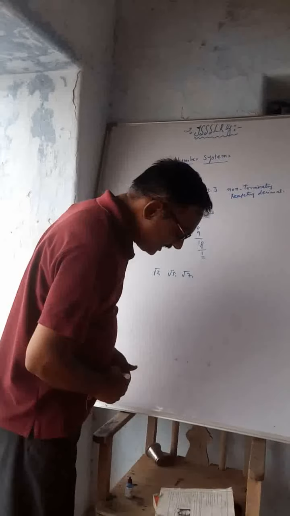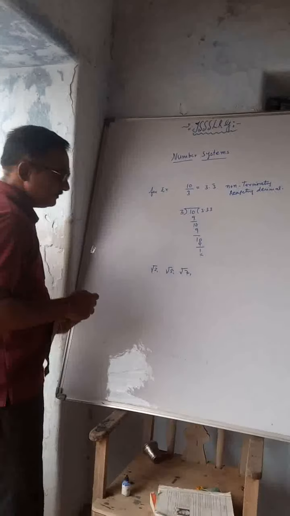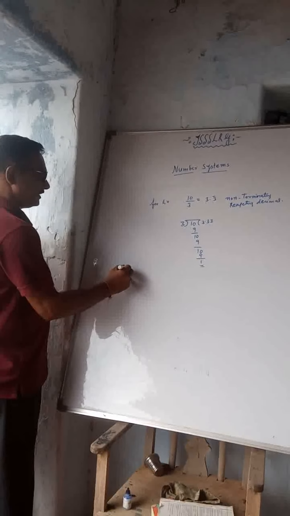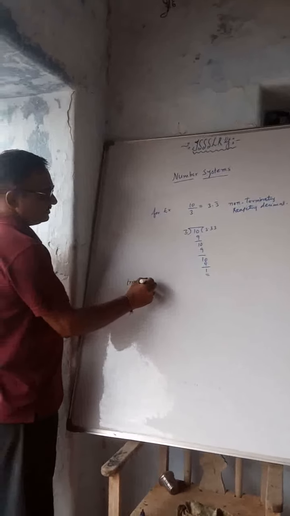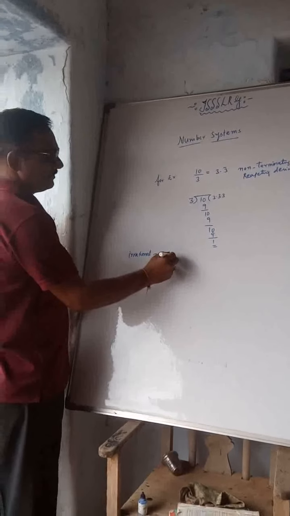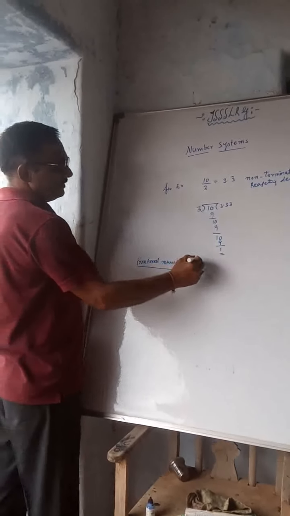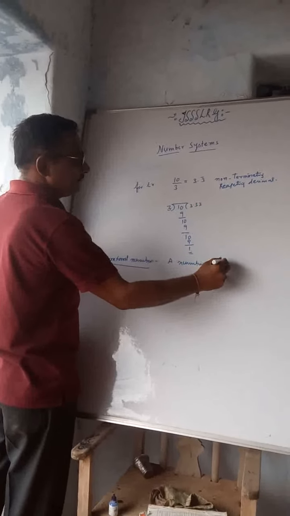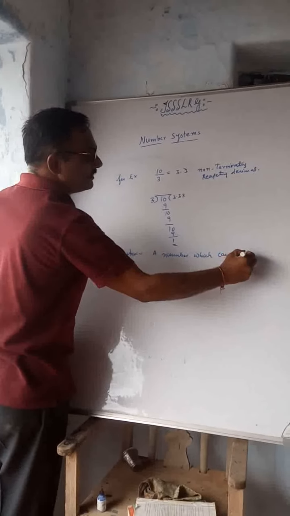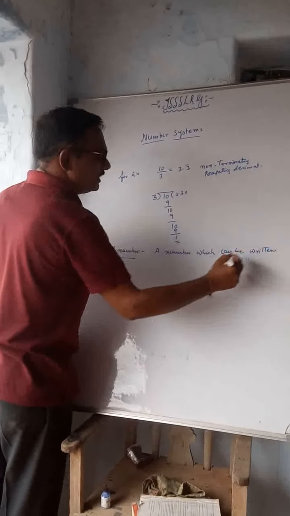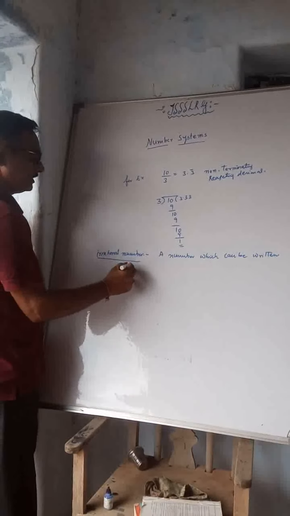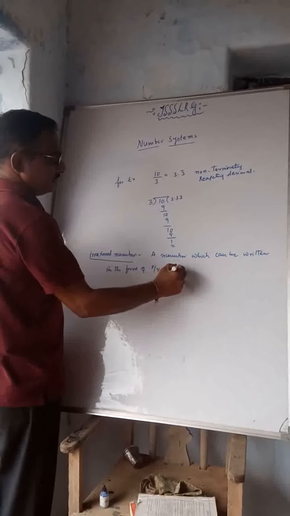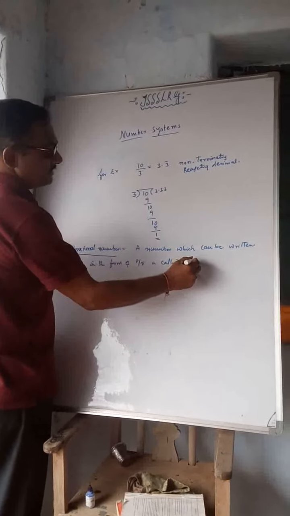The definition of an irrational number is a number which cannot be written in the form of P by Q. Such a number is called an irrational number.